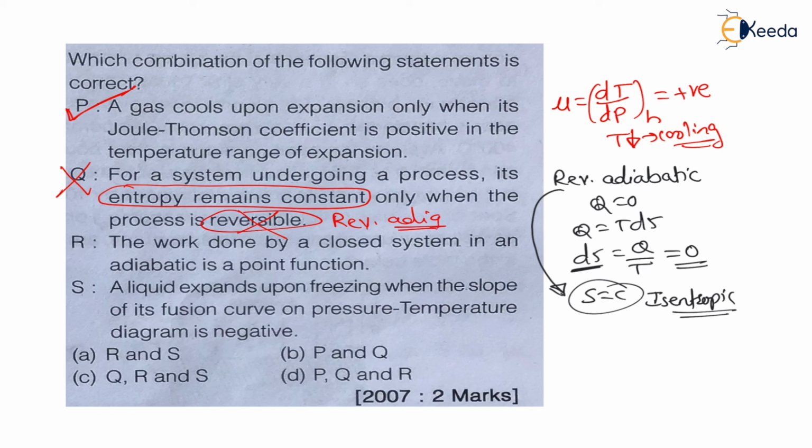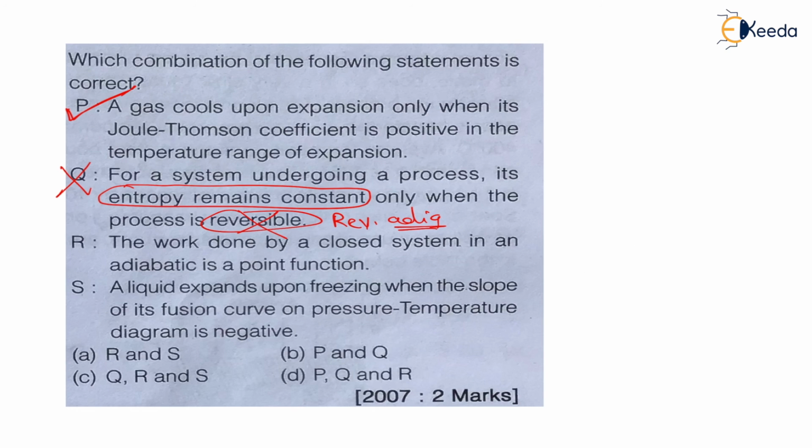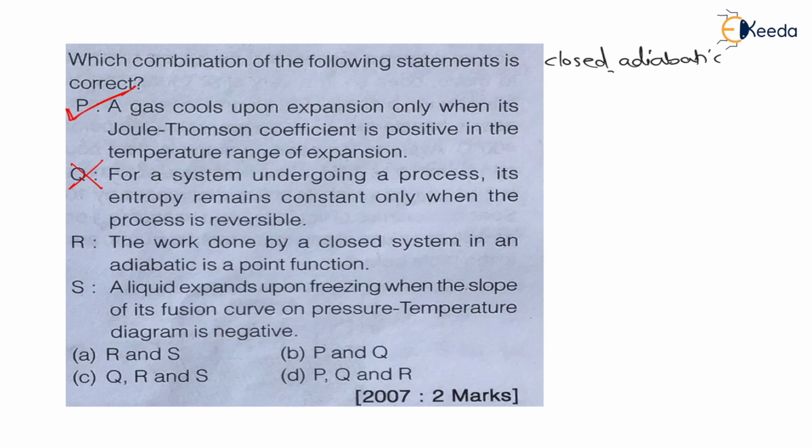Therefore Q is wrong. Now here R, the work done by a closed system in an adiabatic path, they are saying, is a point function. Now generally work is a path function. You have studied this in the basic thermodynamics subject, work is a path function, right? But we have to understand what they are saying actually, right? Now for a closed adiabatic system, that means a non-flow process, non-flow adiabatic work.